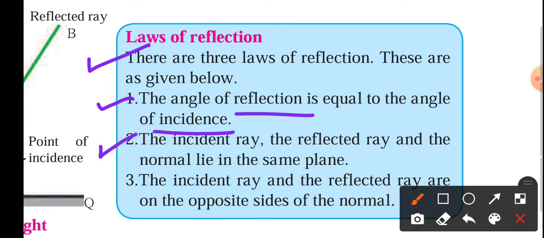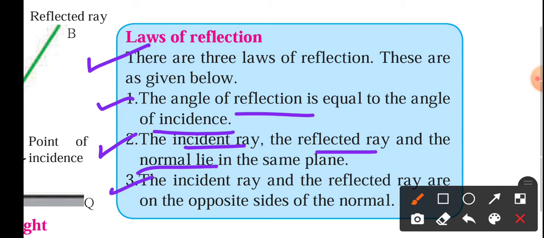Second one, they are saying the incident ray, reflected ray, and the normal lie in the same plane. So in maths you have already studied about the plane. What it says is that all the 3 lie in the same plane. It's but obvious, then only the reflection will take place.